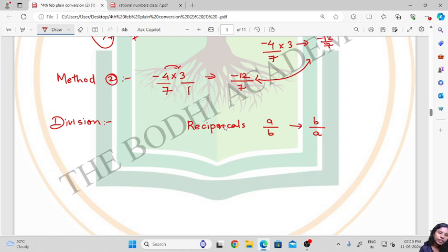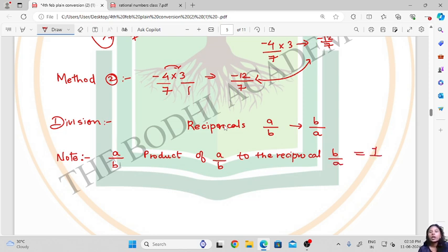Now another thing to remember here, note. Say I have A upon B, and what I'm going to say is the product. When I say product, it means we are going to do multiplication. The product of A upon B and its reciprocal, that is B upon A, will always be equal to 1. So now let's look at what it means.